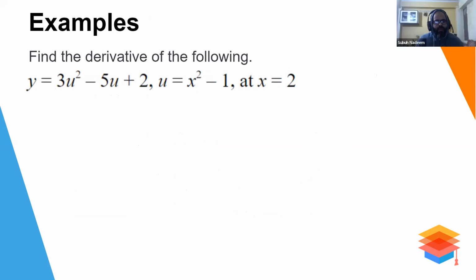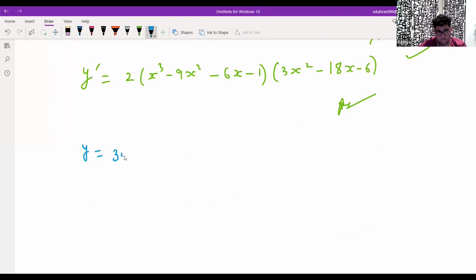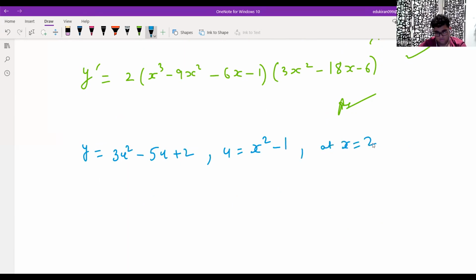Find the derivative of the following. Tell me this question, starting with the first one. y equals 3u squared minus 5u plus 2, and then u equals x squared minus 1, at x equals 2. So you have to find dy by dx.